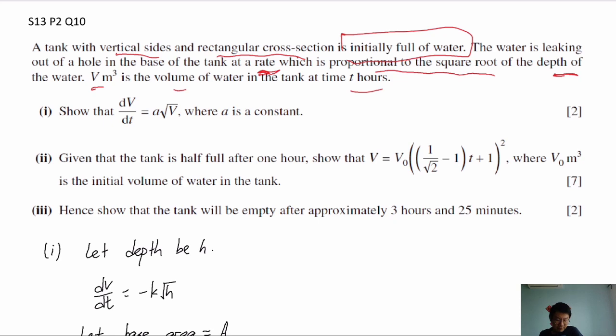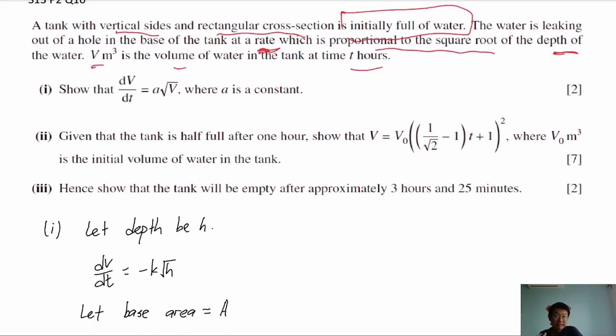For this one, we have to define some variables first, because there are a lot of things that they never give us. So first, when they talk about the depth, we need to define this variable so it's easier for us to do our work later, which is h. And from the second sentence here, they say the rate of the leaking is proportional to the square root of the depth. So this is what we have.